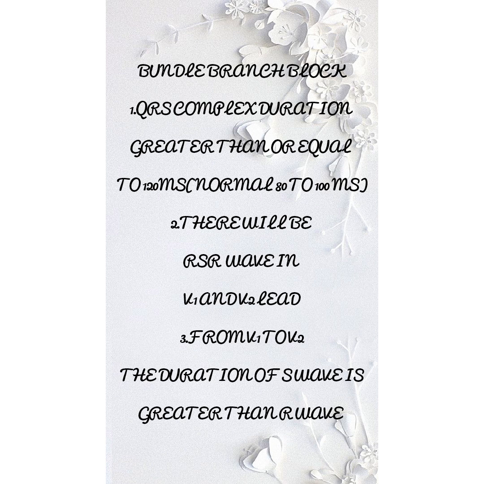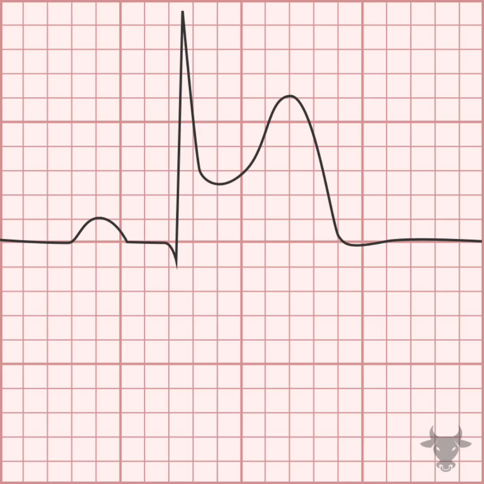The second ECG change in Brugada syndrome is ST elevation in V1 and V2. The ST segment elevation is easy to interpret in the ECG. It will be like this.